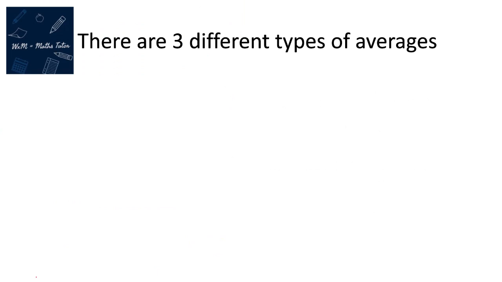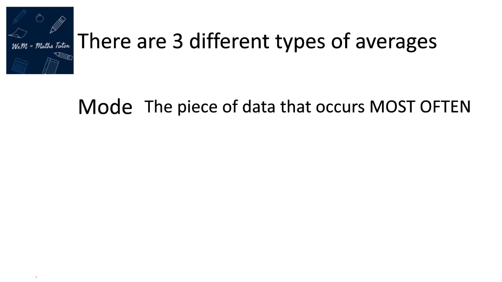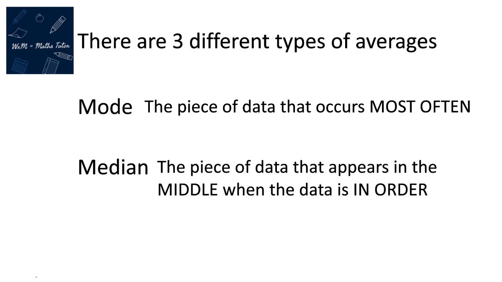So there are three different types of averages that we need to know about. The first one is the mode. That's where you find the piece or pieces of data which occur most often. Then there's the median. That's where you find the piece of data that is in the middle of your set of data when the data is in order. And finally, you need to be able to find the mean.